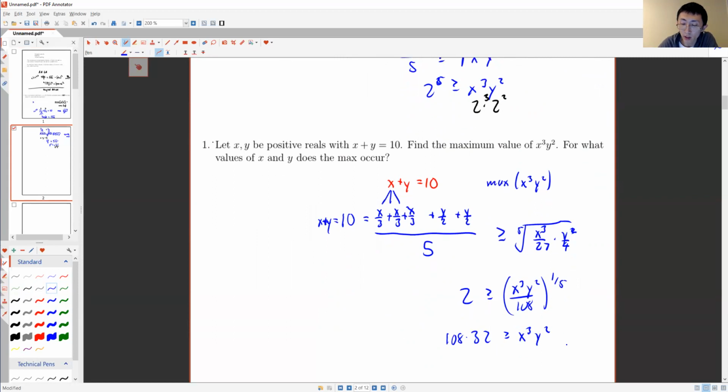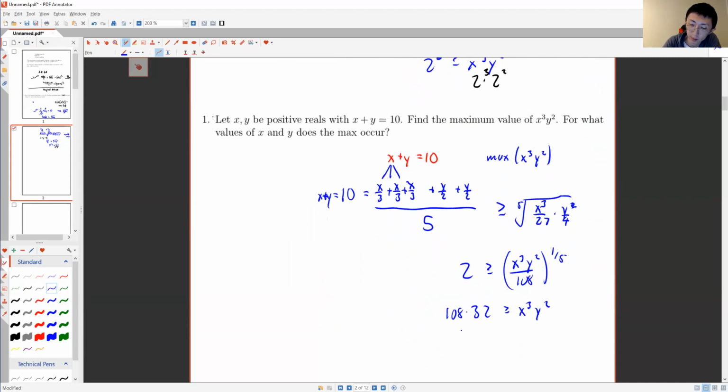So yeah, can we achieve equality? When does equality occur here, if it does at all? Yeah, so we need all 5 of the terms, like someone is saying in chat, we need all 5 of the terms to be equal, right? And that can happen. It's when all of these are equal. So basically x over 3 equals y over 2.